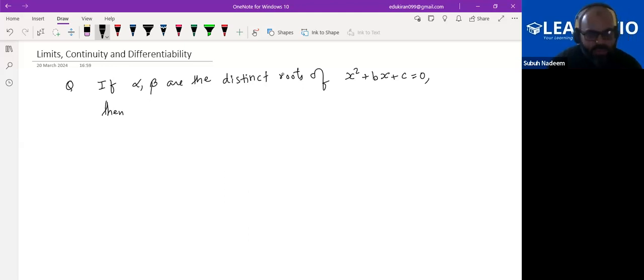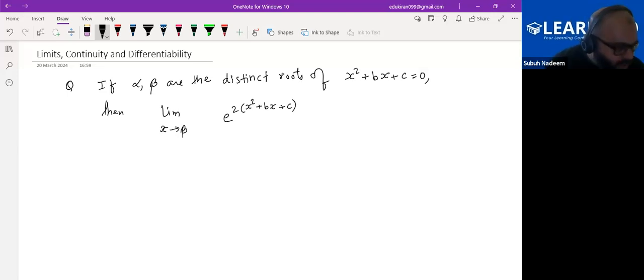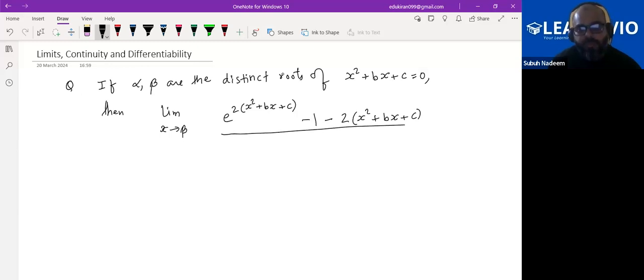limit x approaching beta, e to the power 2 x square plus bx plus c, minus 1, minus 2 x square plus bx plus c, upon x minus beta whole square, is equal to. Options are also given to us.